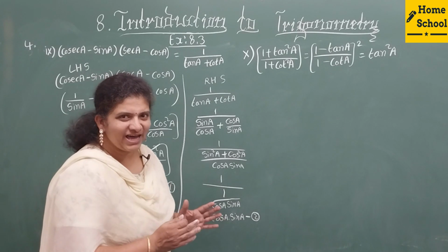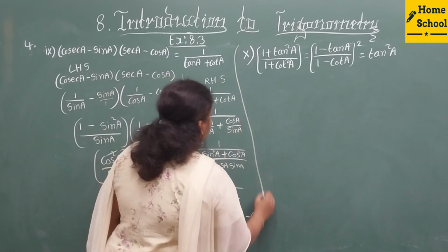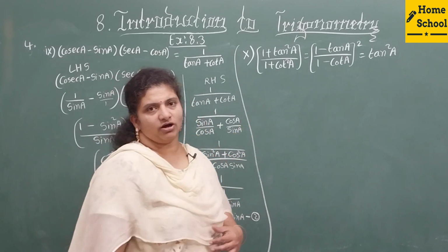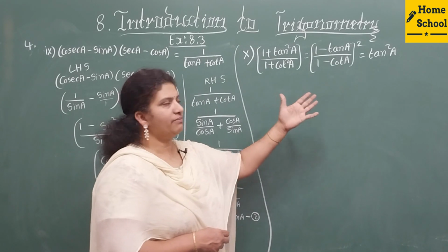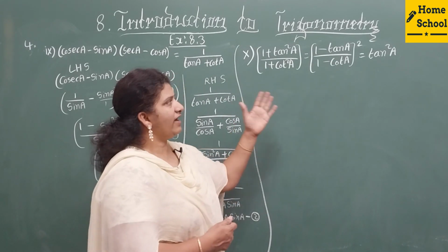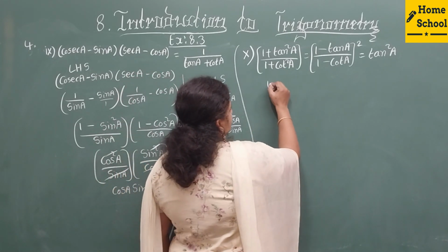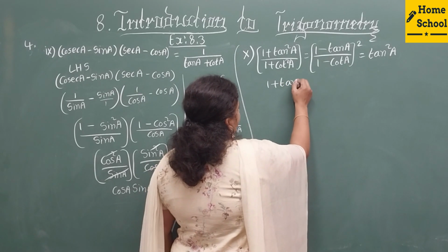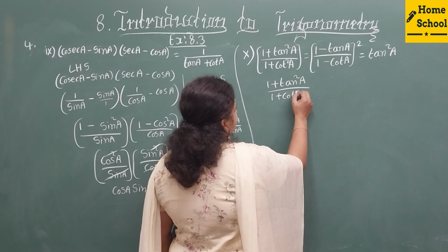And coming to your last problem in this chapter, 1 plus tan square A by 1 plus cot square A is equal to 1 minus tan A by 1 minus cot A whole square is equal to tan square A. So you have three terms here. So what I will do first, let me consider this one. 1 plus tan square A by 1 plus cot square A.